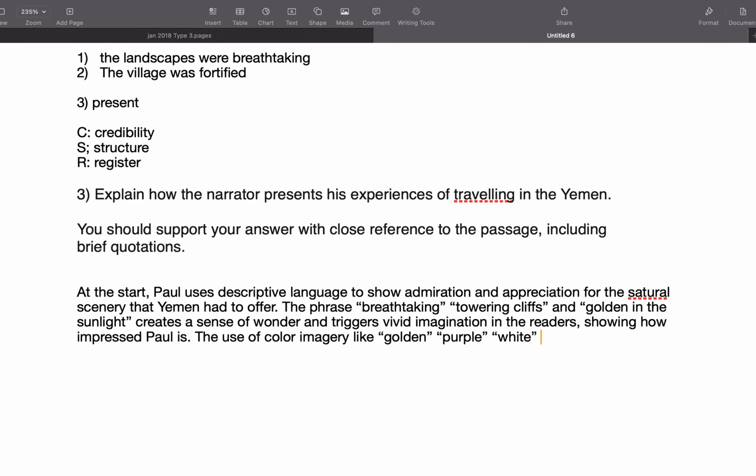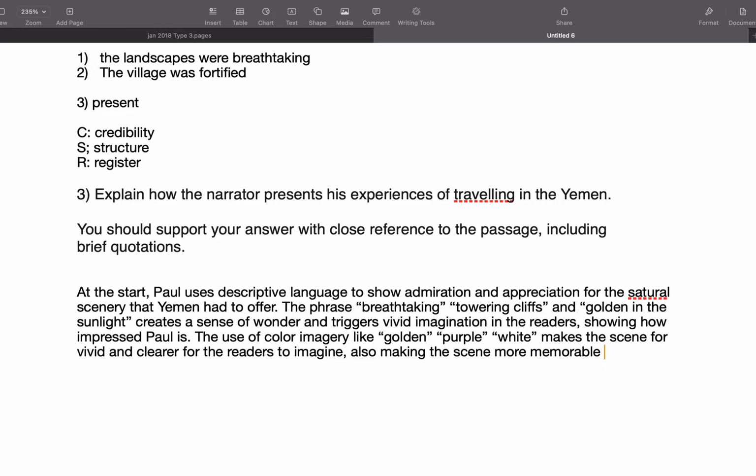What do they do? The use of color imagery makes the scene more vivid and clearer for the readers to imagine. Also, making the scene more memorable. There you go. Okay.